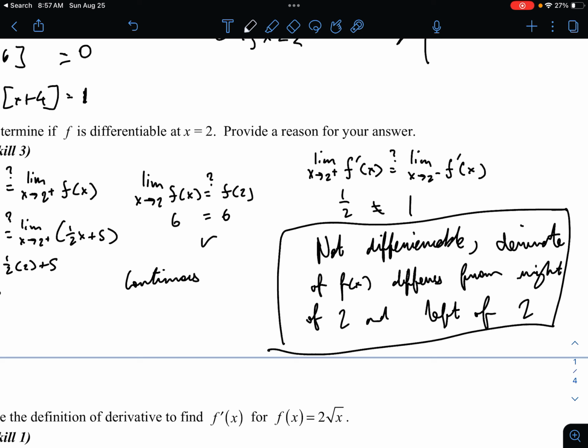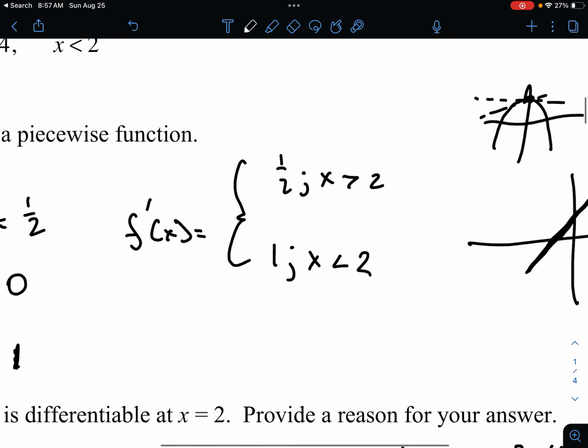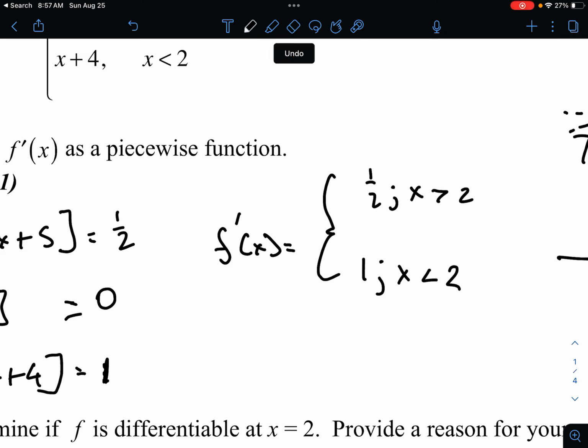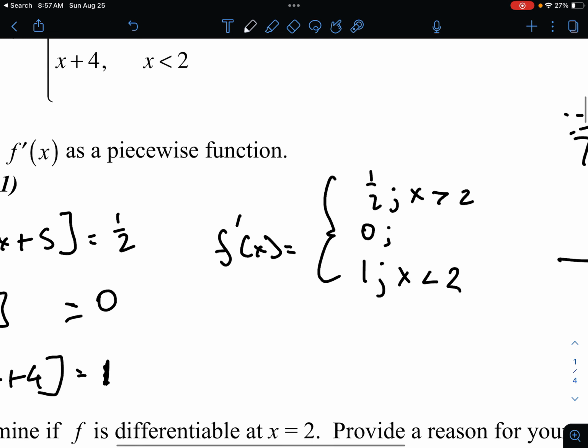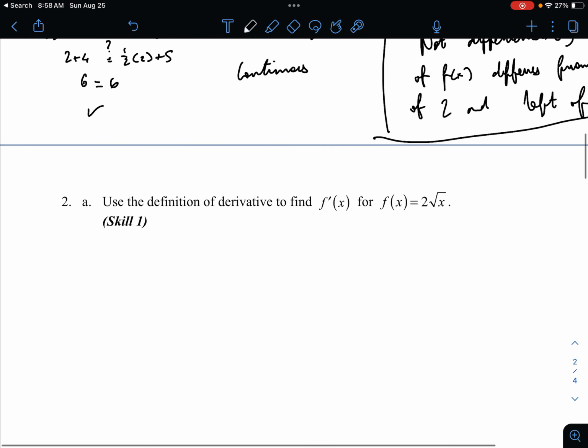even though it's continuous. So what does that mean then? Well, if we come back to A, is there really a derivative at f prime of x equals 2? If we say 0, that means that it is differentiable. The derivative of f of x at 2 would equal 0, but we just said it's not. So in my opinion, I would say undefined. It's undefined at x equals 2 because it's not differentiable at x equals 2.